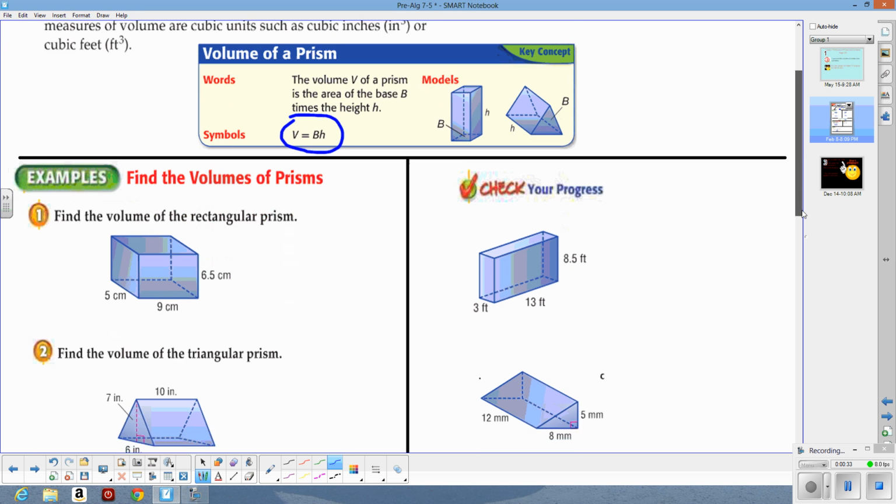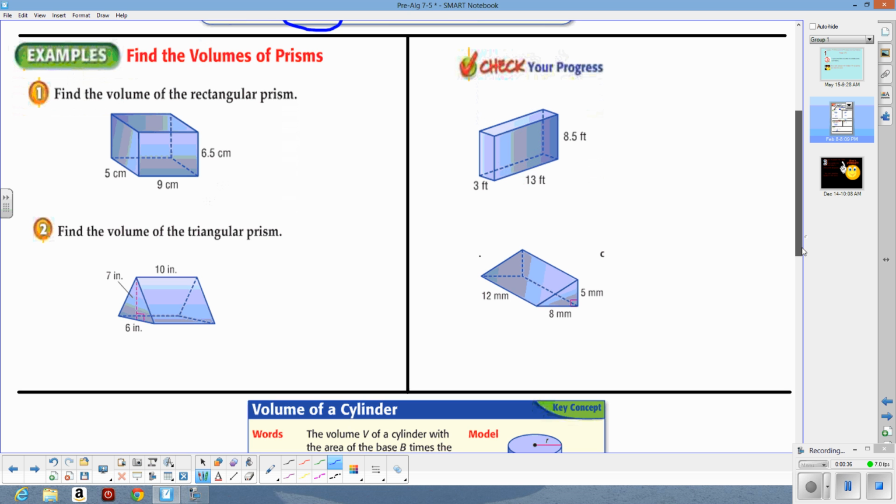In our first example, we'll be finding the volume of a rectangular prism. We're going to start out by writing down the formula, and that's what I want you to do when you work on your classwork every single time. Volume equals big BH. And since the base of this prism is a rectangle, in place of big B, we're going to write length times width. And then we're going to multiply that by the height of the prism.